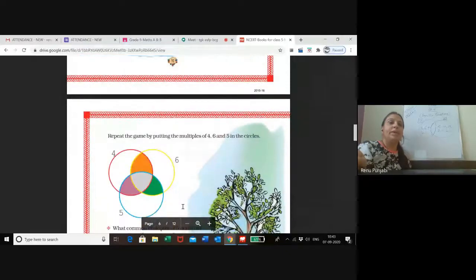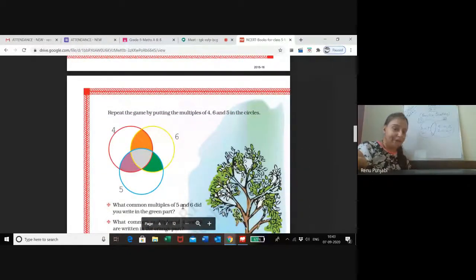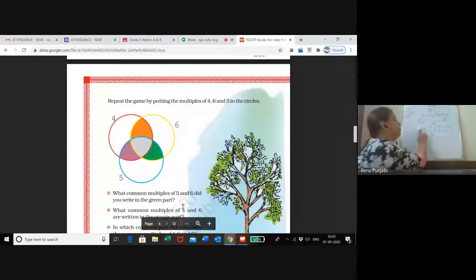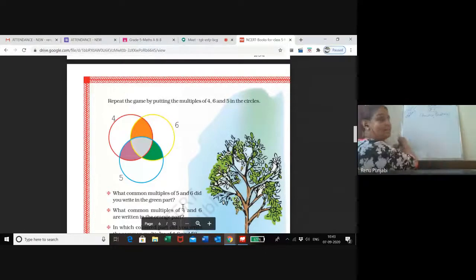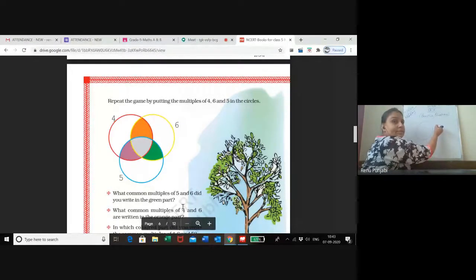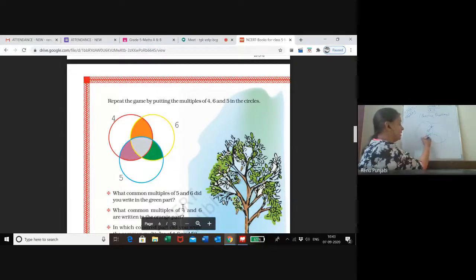Repeat the game by putting the multiples of 4, 6 and 5. Now, here you can see there are 3 circles given. Now, this is the orange part in your books. This is the gray part. This is the purple part. And this is the green part in your book. And here it is written 4. Here it is written 6. Here it is written 5. Am I clear till here?